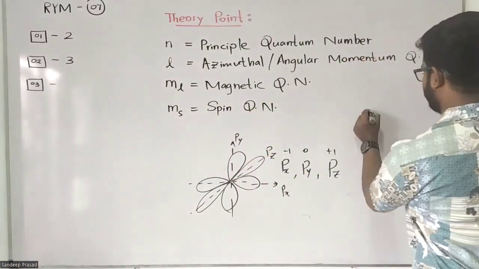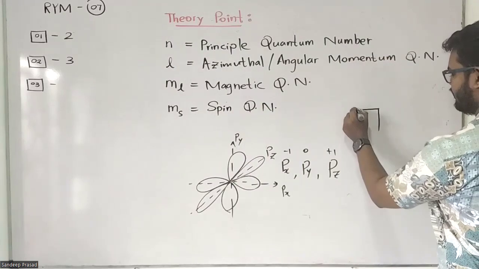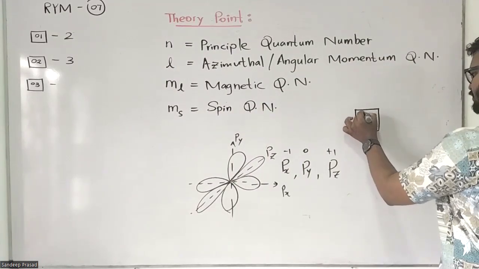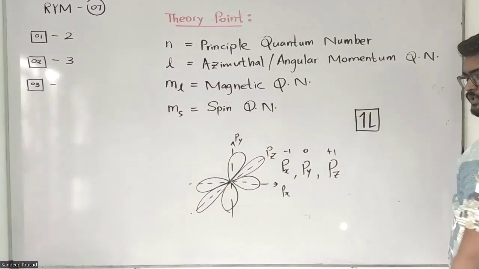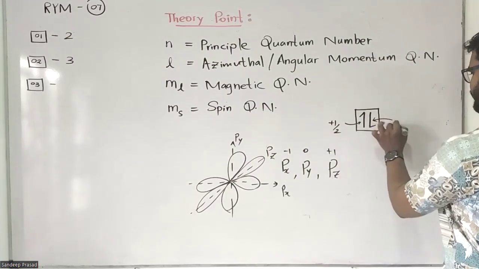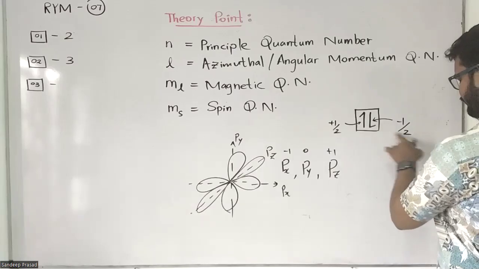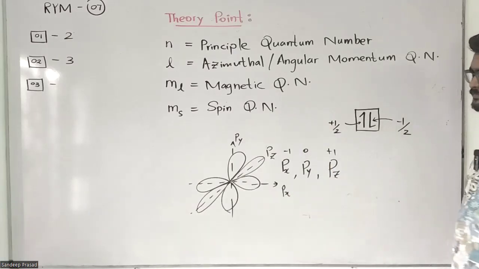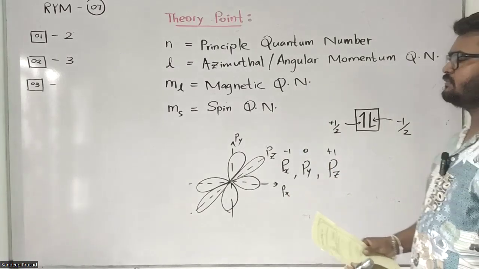Spin quantum number is representing the rotation of an electron. We know that according to Pauli's exclusion principle, students, in an orbital the maximum number of electrons is 2. So if one is rotating clockwise, the other electron is rotating counterclockwise. Therefore, we can assign +1/2 or -1/2. So this is the summary of the quantum numbers.